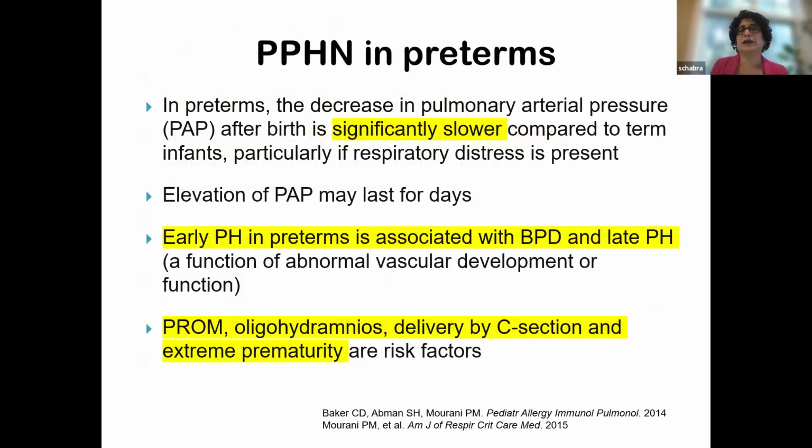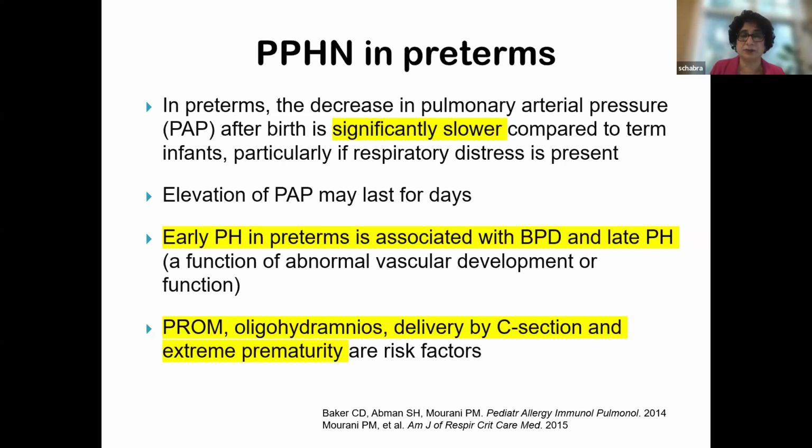So do we have pulmonary hypertension in preterm infants? We talked about this in the normal transition being for the full-term infants or near-term or late preterm. Yes, in preterm infants, there is a decrease in pulmonary artery pressure after birth, which is significantly slower compared to term infants, especially if respiratory distress is present. And this elevation of pulmonary artery pressure may last for days.